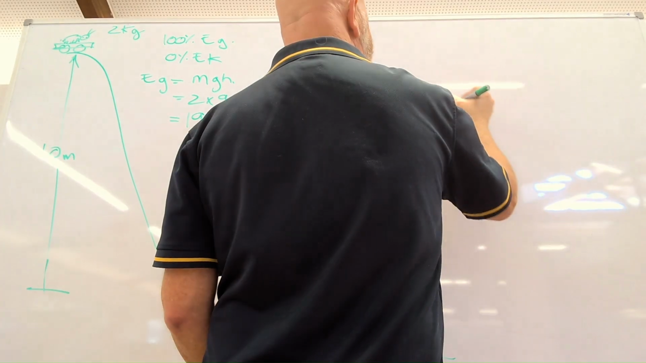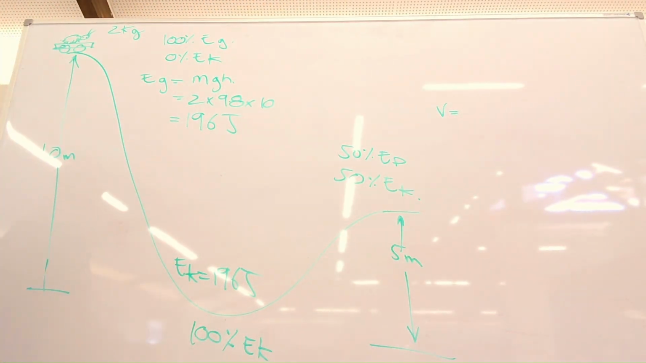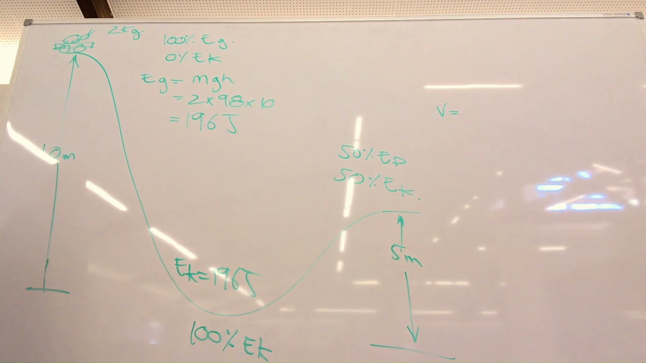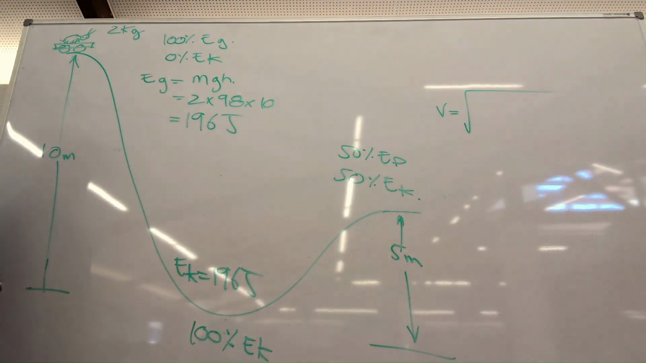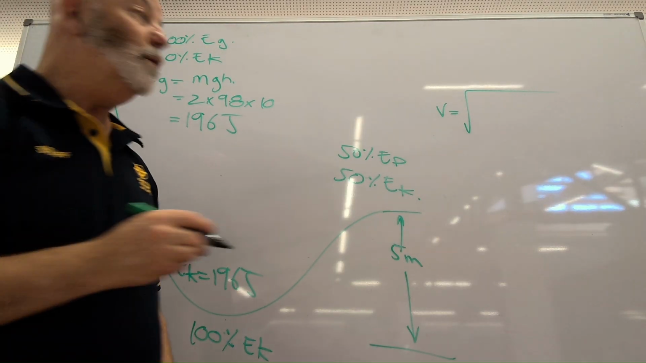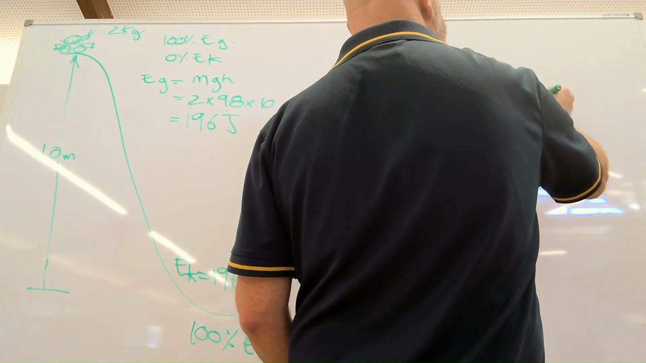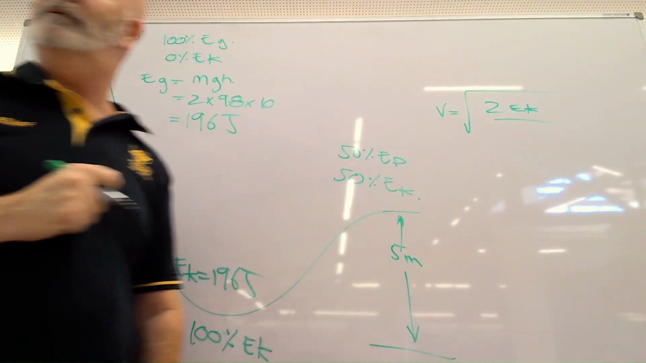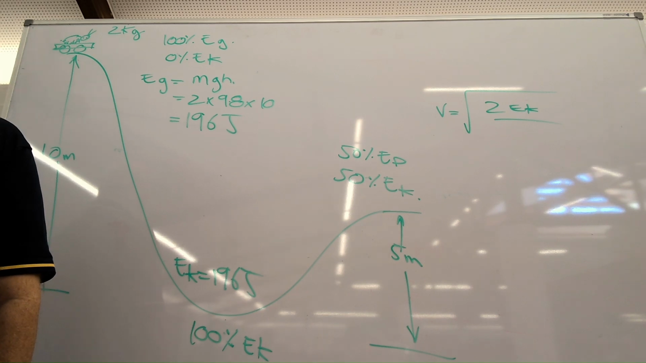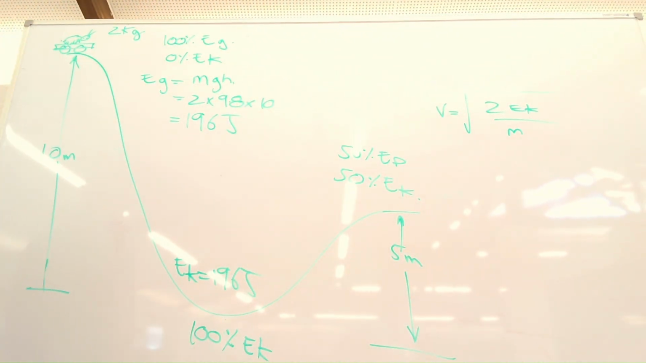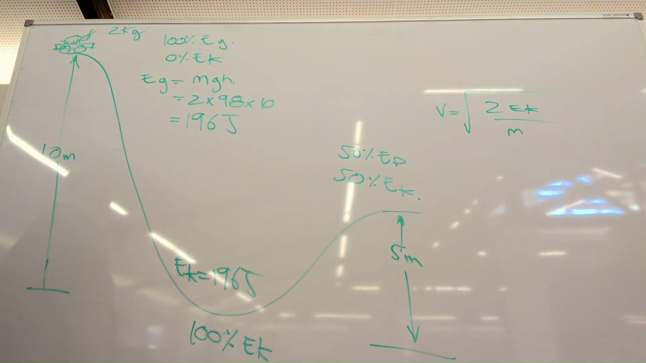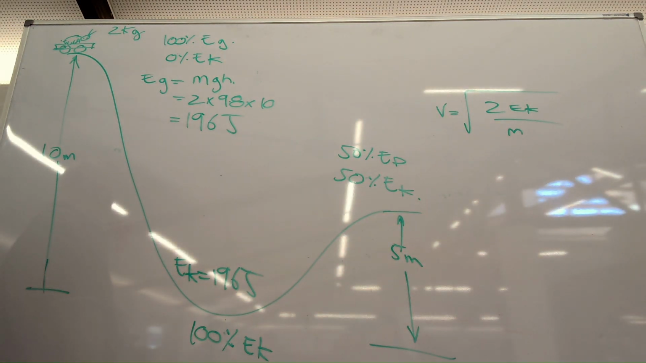So we want to work out the velocity, and the equation that we're going to use is the square root of 2EK on M. Are you checking that I've got the right equation? On M? Is that the right equation?